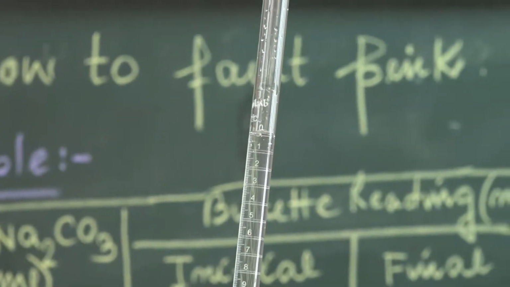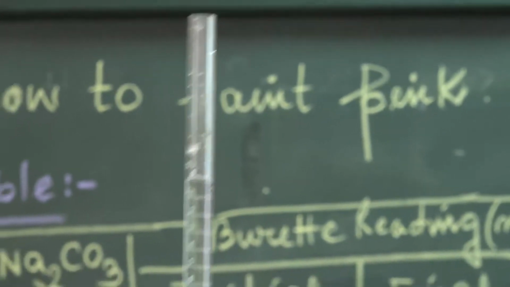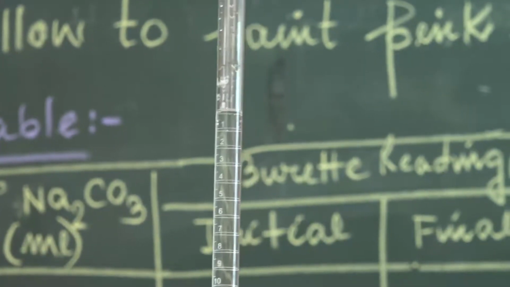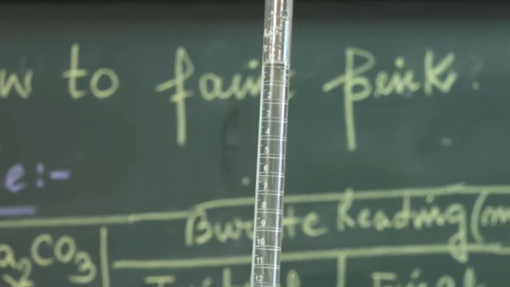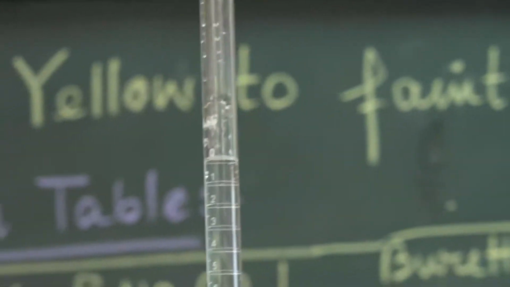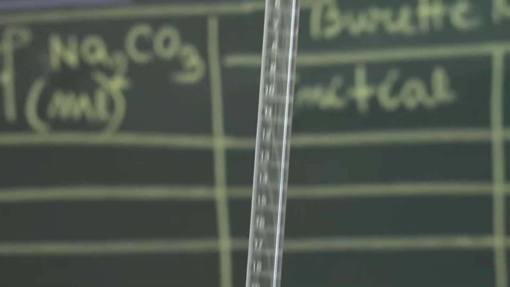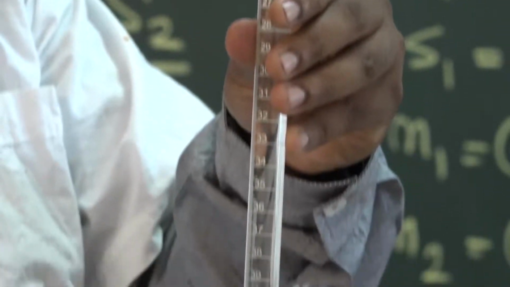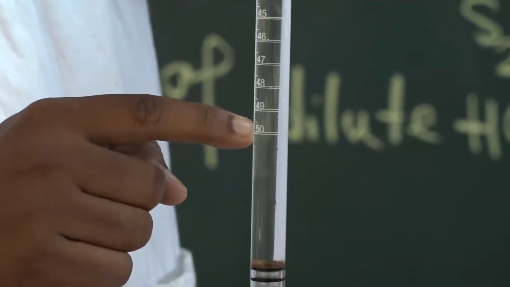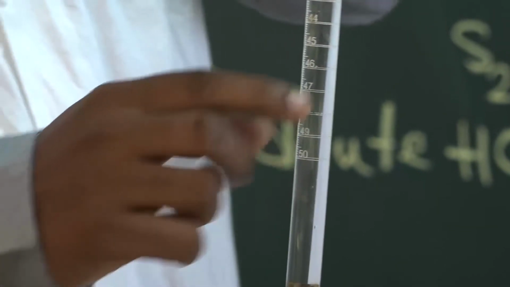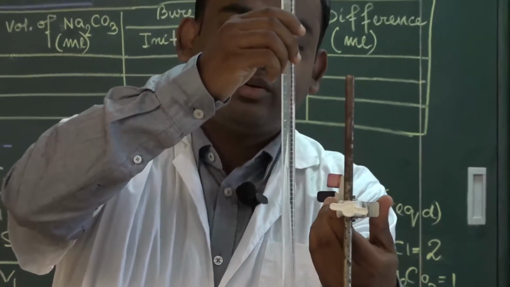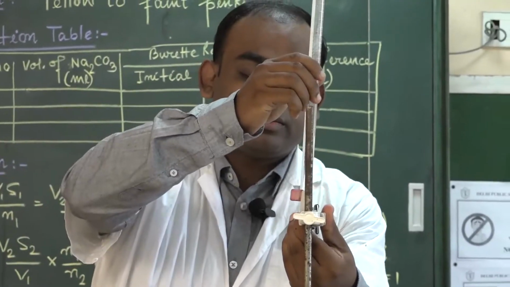So students, we can see that we have filled the burette up to this 0 level mark. This is the 0 level mark and the total volume is from 0 to 50. Clear? So the second step is done, that we have taken dilute hydrochloric acid in our burette.